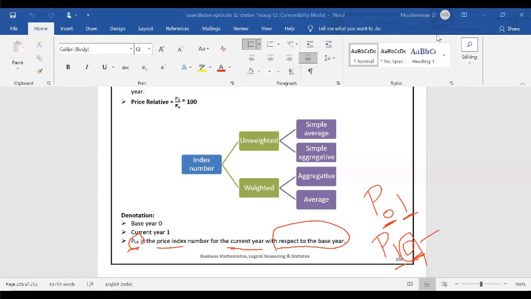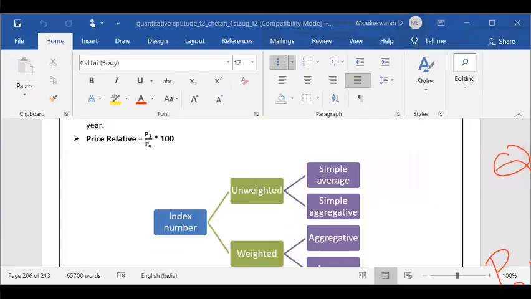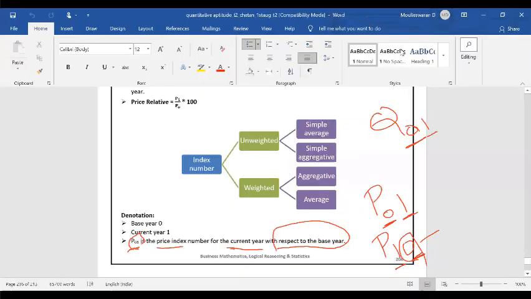Are you guys able to read this? If it is Q01, it is the quantity of a product compared to base year, how much it increased or decreased in the current year. Guys, any doubts in this? Anyone not able to understand what is P01, what is Q01, what is Q10? Tell me. Still anyone have confusion?